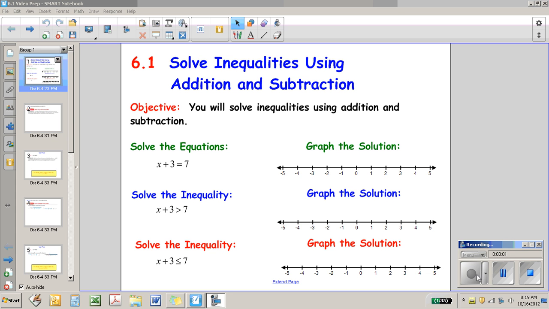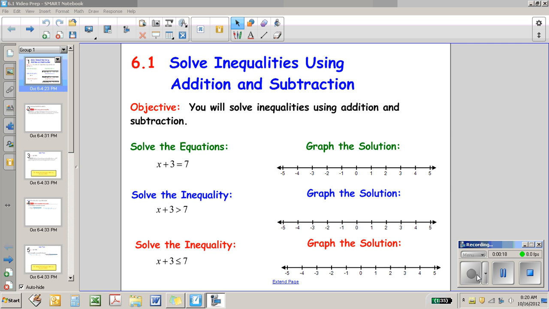So in the first section of Chapter 6, we're learning how to solve inequalities using addition and subtraction. And then as we progress through the chapter, we're going to learn how to solve more complicated inequalities. So our objective for this lesson is to learn how to solve inequalities using addition and subtraction.